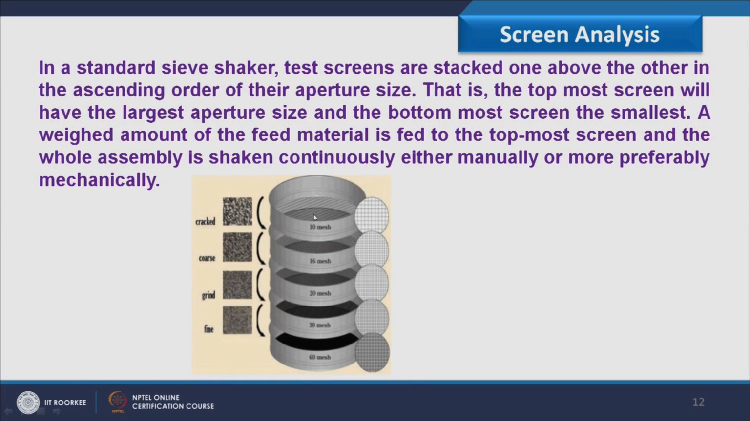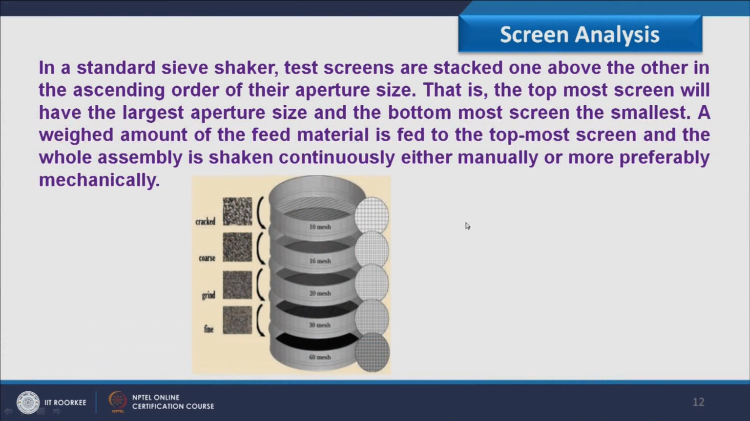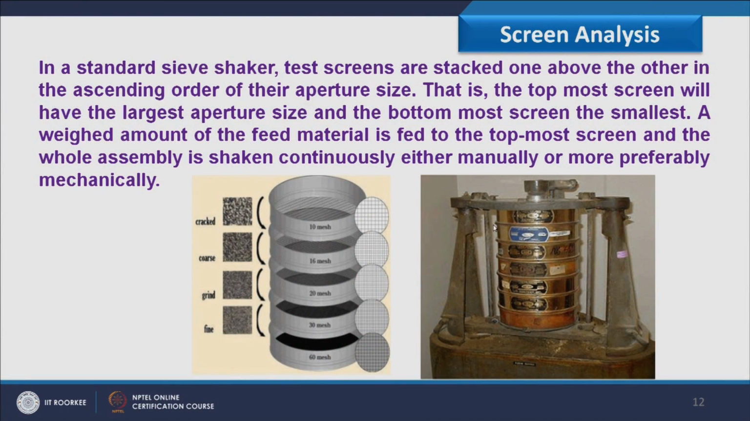So, how do we do the screen analysis? Once this complete assembly is ready, weigh the feed, and that feed we keep at the topmost screen, and the complete assembly is put into the shaker. This is basically the shaker. Here you see this particular assembly, it mechanically vibrates this particular set. So, as far as movement is concerned, it has gyratory motion, it has oscillatory motion, and along with that it has the vibratory motion.